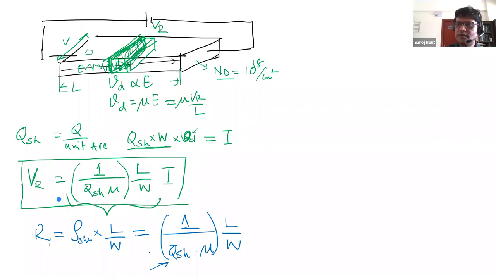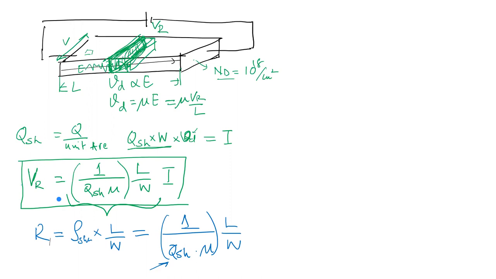Does that make sense or not? Does it make sense, guys? Yes, sir. Okay, why? Can somebody tell why the resistance is decreasing if the sheet charge is increasing? I'm asking intuitively, from a physical sense, does it make sense? What does resistance mean? If I apply a voltage and the resistance is small, the current will be large, or the charge per unit time would be large, right?